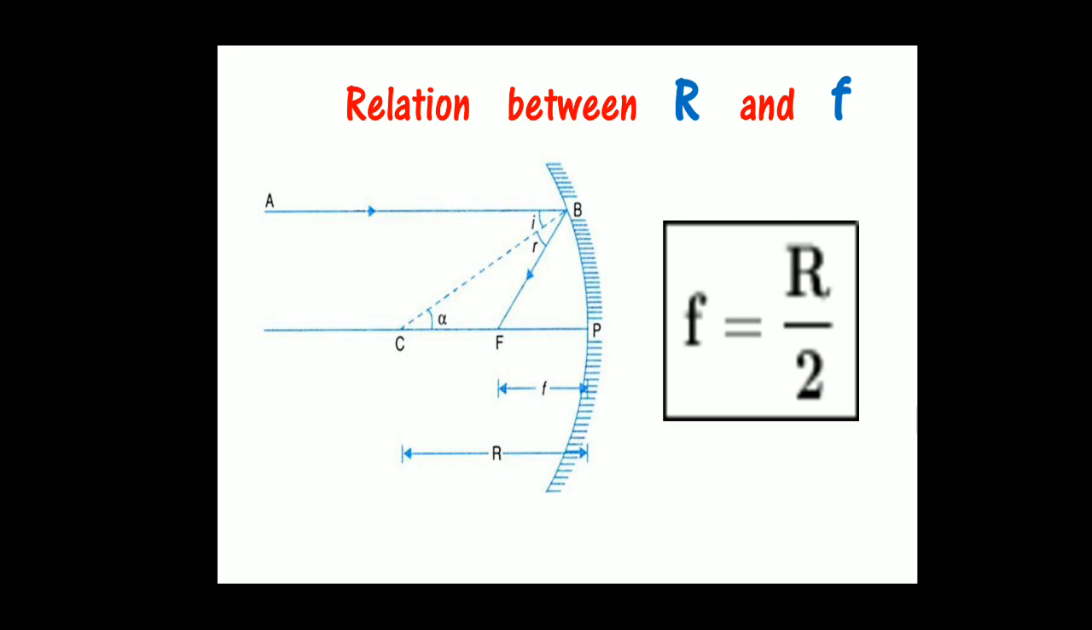Now tell me, suppose the radius of this spherical surface is 26 centimeter. Then what is the focal length? Substitute in the formula. What is our radius? 26. 26 by 2 is 13. Then the focal length is 13 centimeter. Children, are you clear? The relation between F and R is F is equal to R by 2.